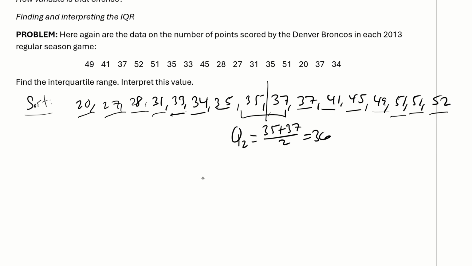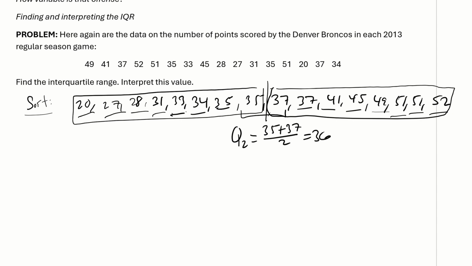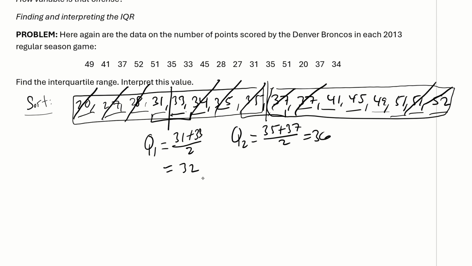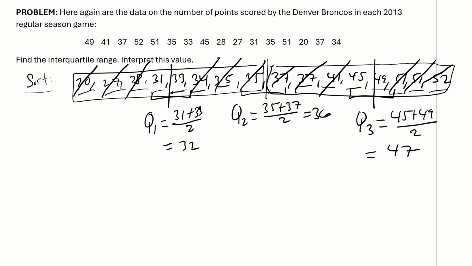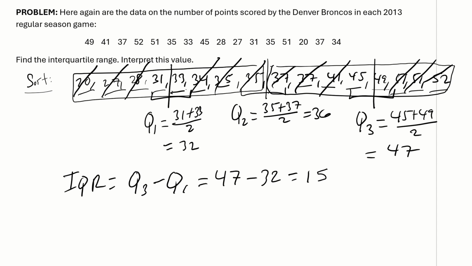All right, now you have two parts of the data. You have this part and you have this part. So now you got to find the middle of the left part and then the right part. You got two middle numbers here between 31 and 33. So you got to add them up, divide by 2. So that gives you a first quartile of 32. All right, so between 45 and 49, add them, divided by 2, and you get 47. Okay, and your interquartile range is your third quartile minus your first quartile. So you got 47 minus 32, which is 15 points.